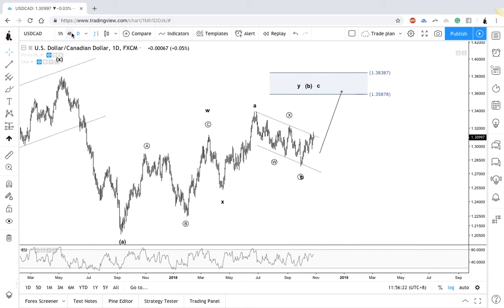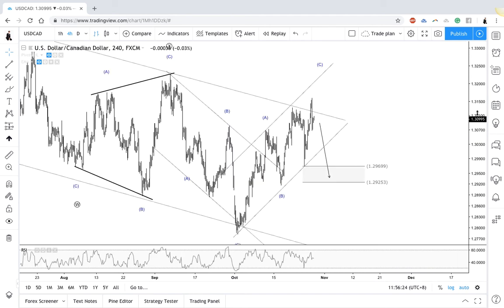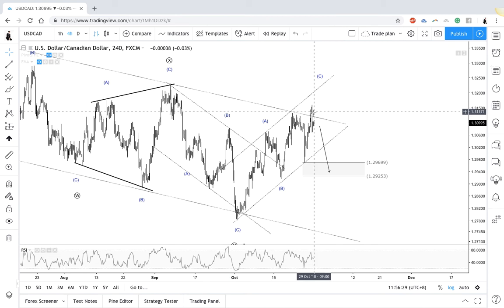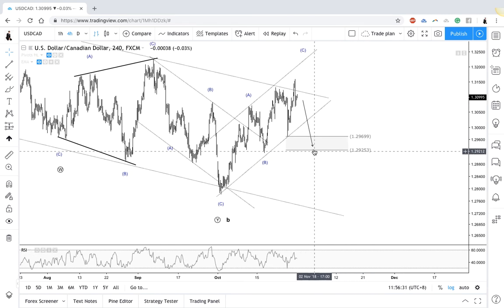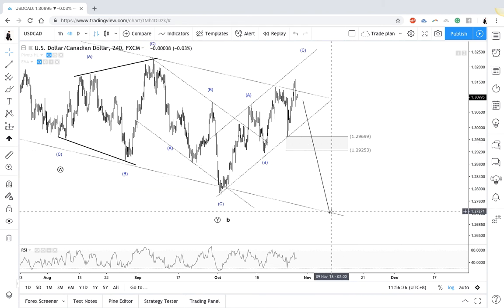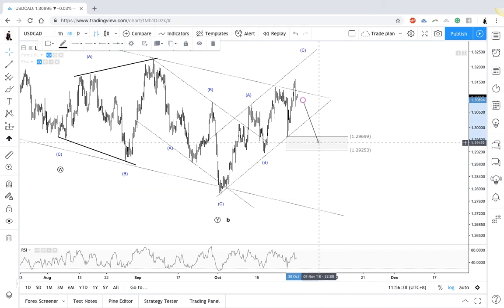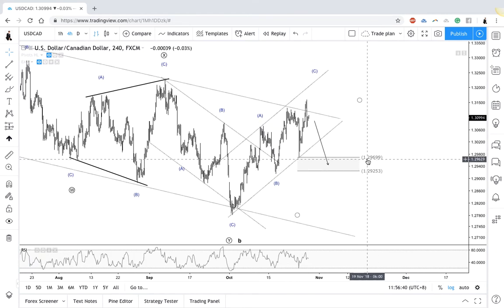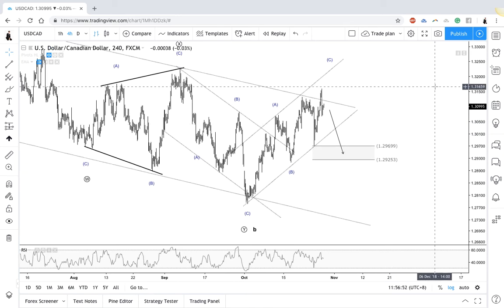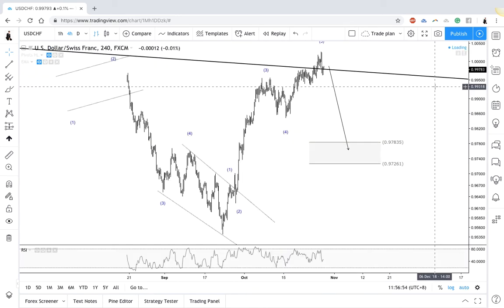Okay, but you also want to take note that because right now we are at the top of this channel, price can still reverse and even go all the way back to the bottom of this channel. Okay, but for the minimum expectation this week, we are expecting somewhere between 1.297 and 1.2925. Alright, so we are expecting the dollar to weaken again, and therefore the dollar Canadian to at least correct lower.